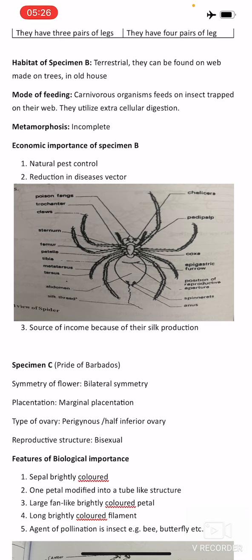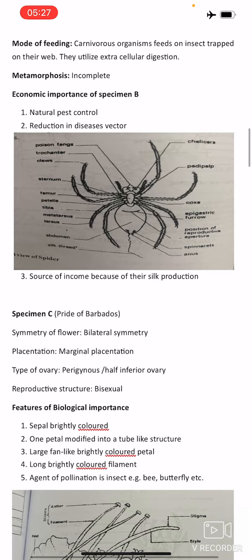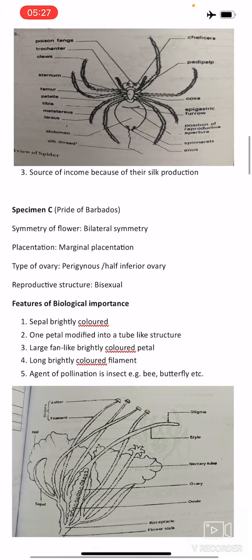So I just downloaded that PDF file to make it easier, but I just want to explain some of these things first. Now specimen C.